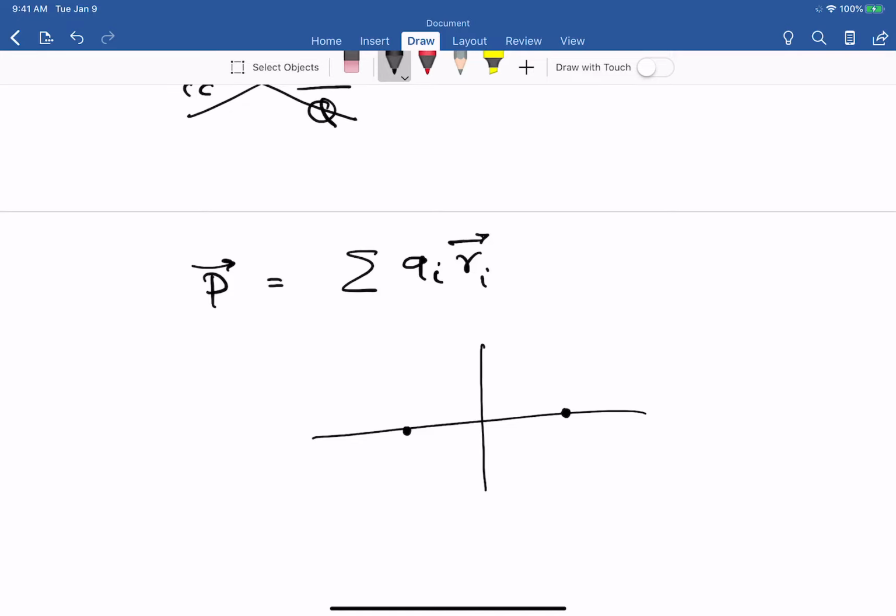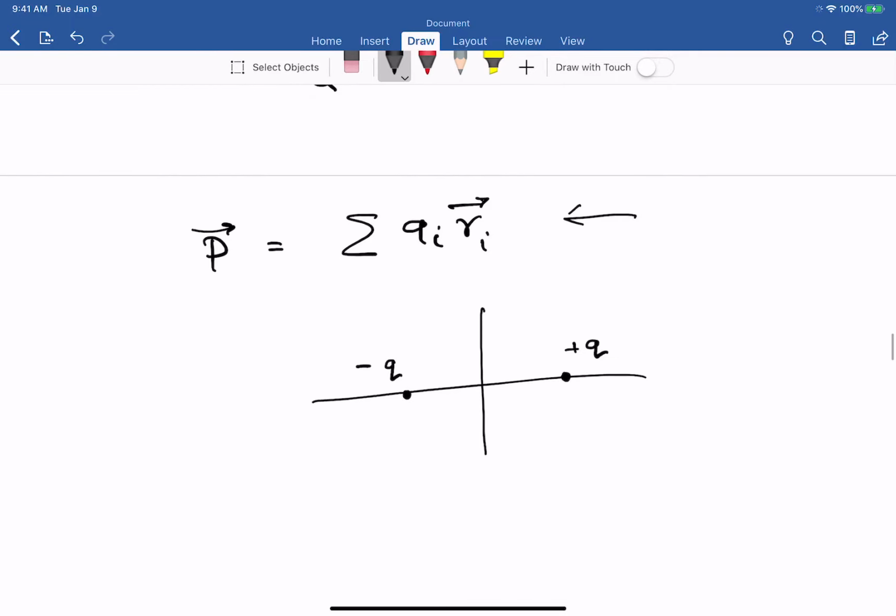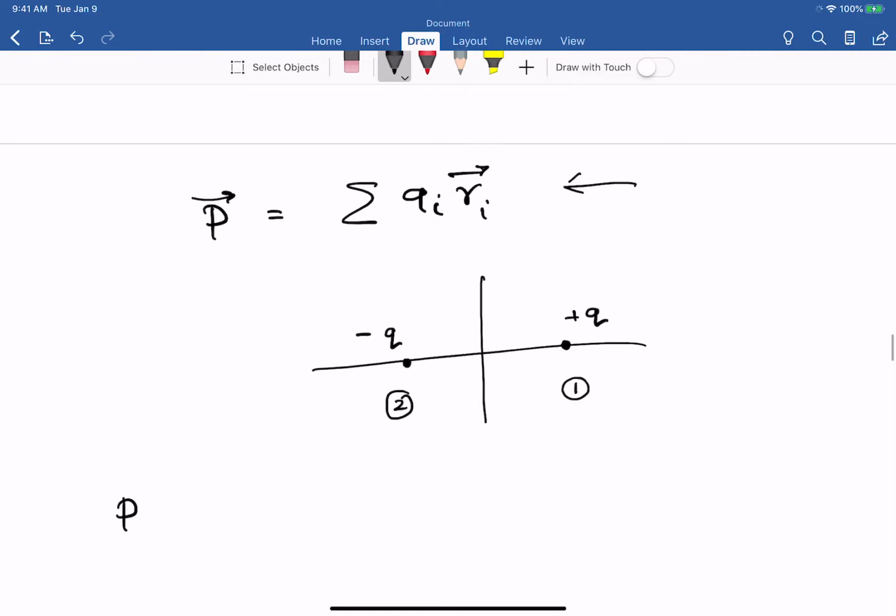Let this charge be plus q, and let this charge, actually it really doesn't matter at all, but let this charge be minus q and this charge be plus q. All right, so we're going to apply this formula to calculate the dipole moment, right? We're going to call this charge number 1 and this charge number 2. So in order to calculate the dipole moment from this formula, since I just have two charges, I need to do q1 r1 plus q2 r2. That's going to be the dipole moment.